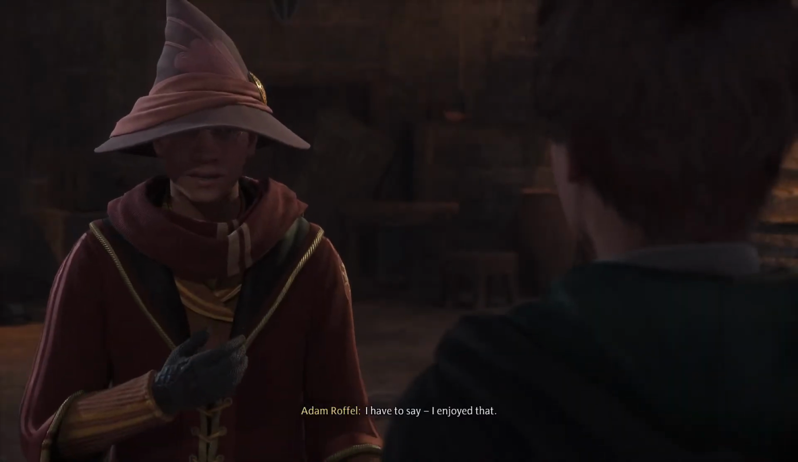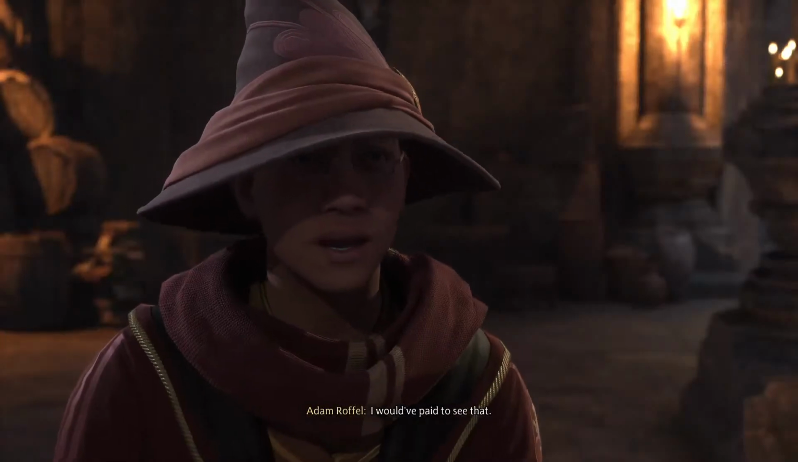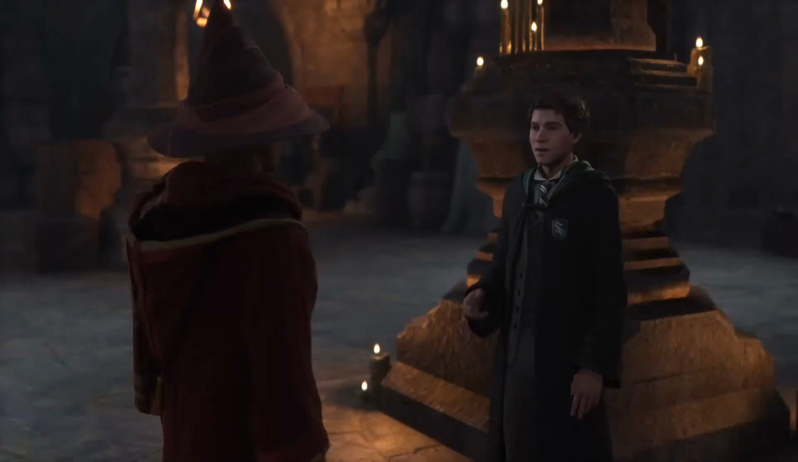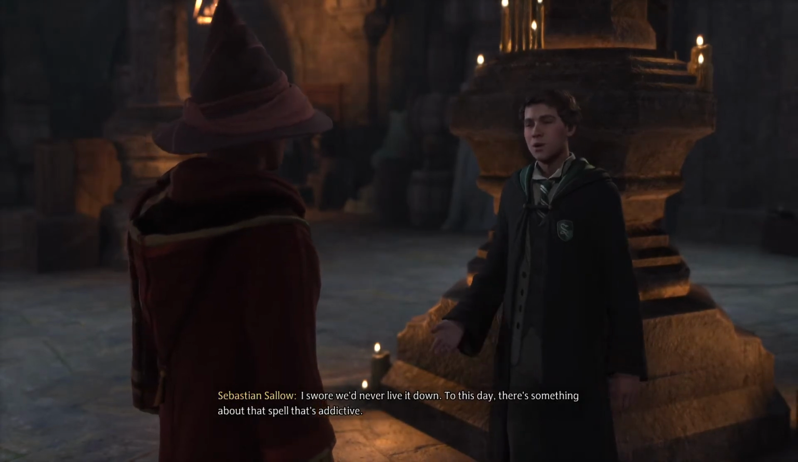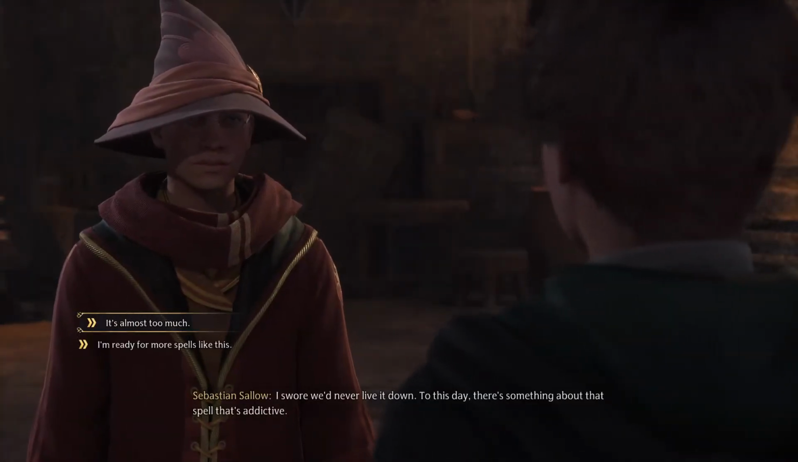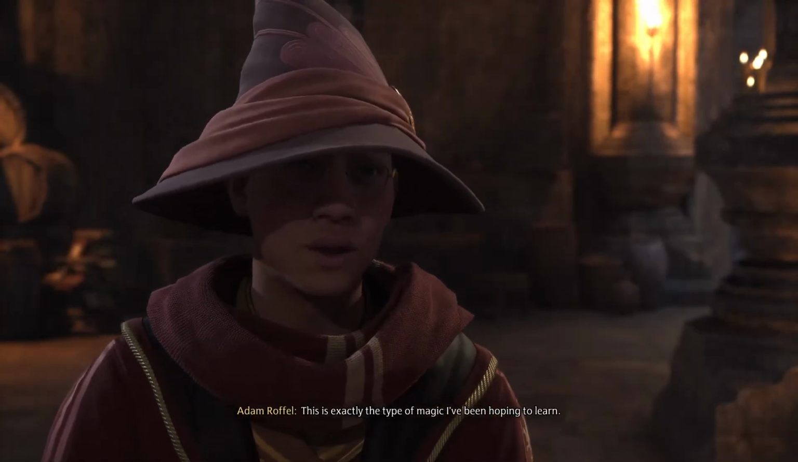I have to say, I enjoyed that. The first time Ominous and I practiced Confringo, we singed our eyebrows. I would have paid to see that. I swore we'd never live it down. To this day, there's something about that spell that's addictive. This is exactly the type of magic I've been hoping to learn.